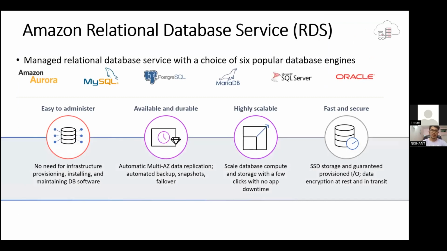So what is RDS? RDS is relational database service which AWS provides. It is used to provide database services and it provides 6 popular database engines. They are Aurora, MySQL, PostgreSQL, MariaDB, Microsoft SQL Server, and various other database services. RDS is easy to administer. It is available and durable. It is highly scalable and it is fast and secure.